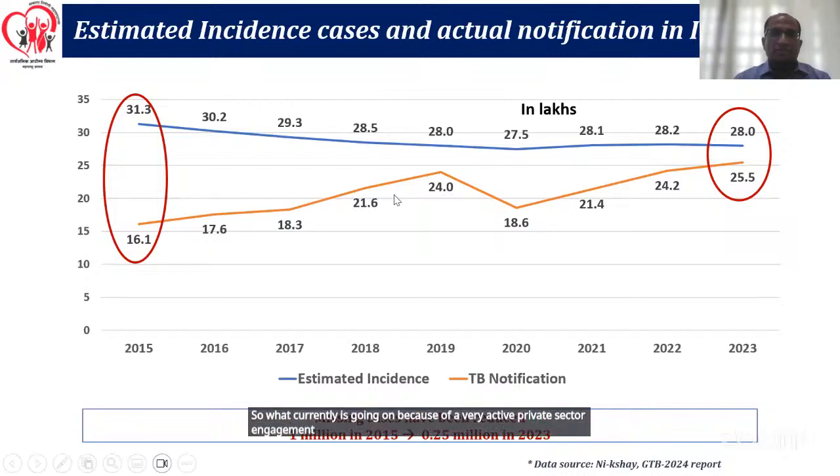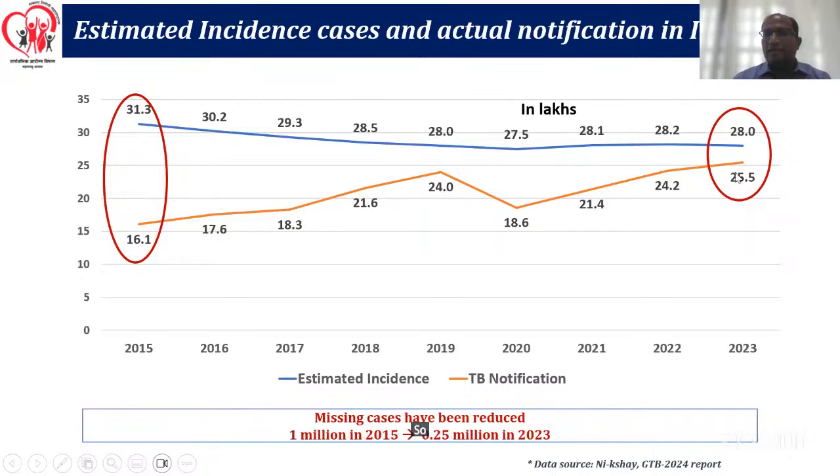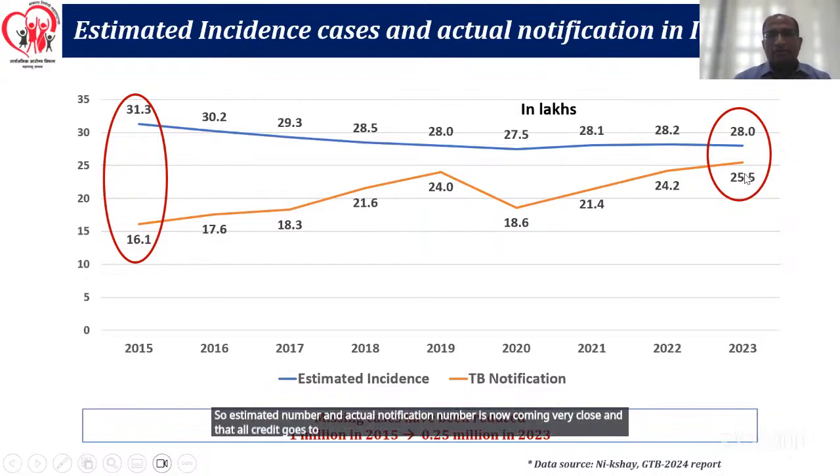Because of very active private sector engagement, you can see the progress in notification. In 2015, our TB notification was 16 lakh, and now it is almost 26 lakh. So the estimated number and the actual notification number are now coming very close, and all the credit goes to active private sector involvement, and all of you have started notifying these TB cases.